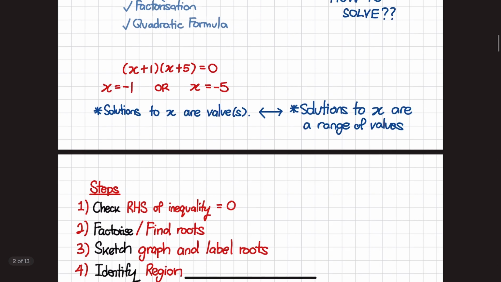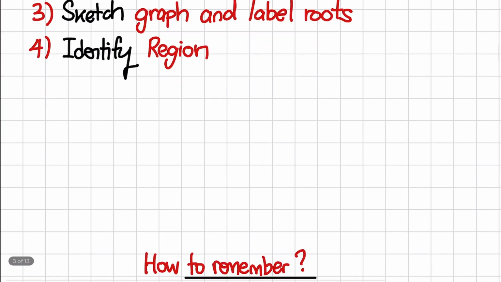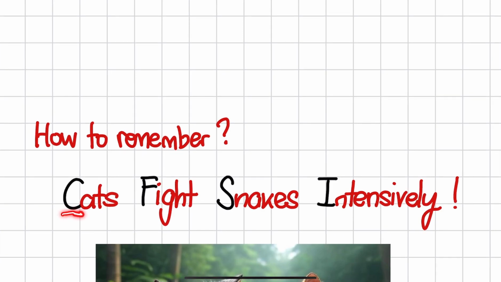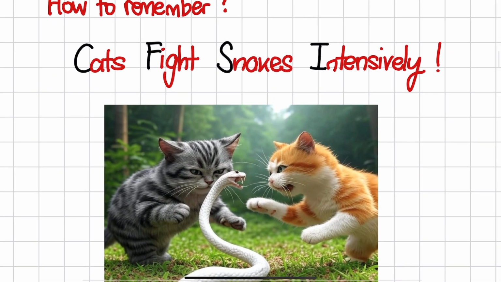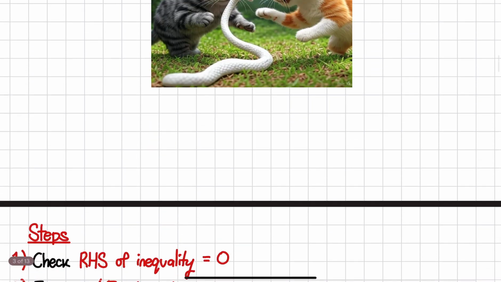So let's begin. There are four main steps on how you solve quadratic inequalities. Check the right hand side is equal to 0. Factorize your quadratic expression, sketch graph, and identify region. How to remember the steps? I've come up with a very simple acronym you can remember. Cats fight snakes intensively. C stands for check, factorize, sketch, and identify region. So you can see this image over here to help you remember. Cats fight snakes intensively. I hope this helps you to remember the steps you need to solve any kind of quadratic inequality.